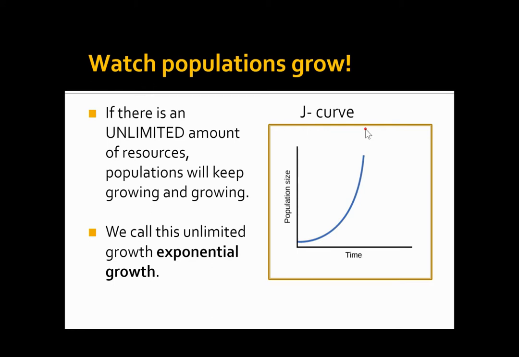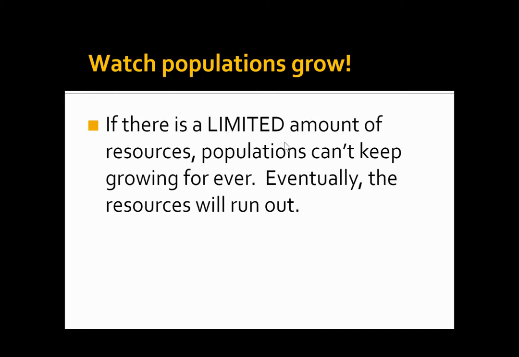So in the parentheses underneath unlimited growth, we wrote exponential growth. And then just above the box where we drew our graph, we're going to label this as a J curve. Now this is if there are unlimited resources. And I bet you're probably thinking to yourself, but there aren't unlimited resources. There is a finite supply of food and water and shelter. And that's absolutely correct. So there is a limited amount of resources.